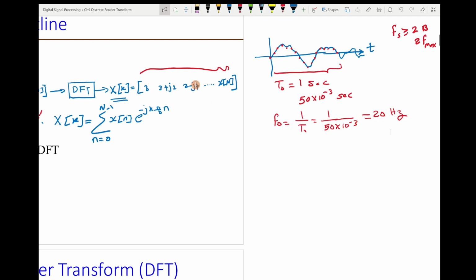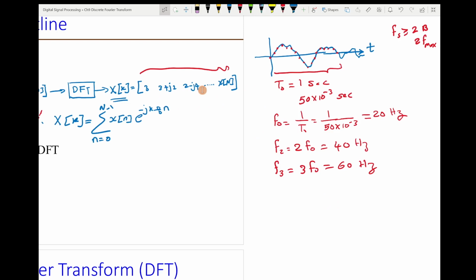Then the second harmonic will be twice F0, so I will be able to see 40 hertz. And the third harmonic 3 F0. So I will be able to see those frequencies: 20, 40, 60, 80, and so forth. We call this fundamental frequency also the frequency resolution of this data point.